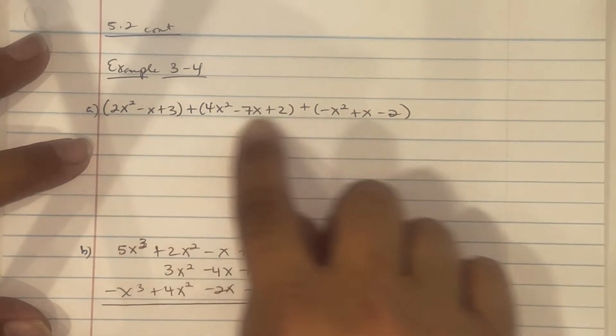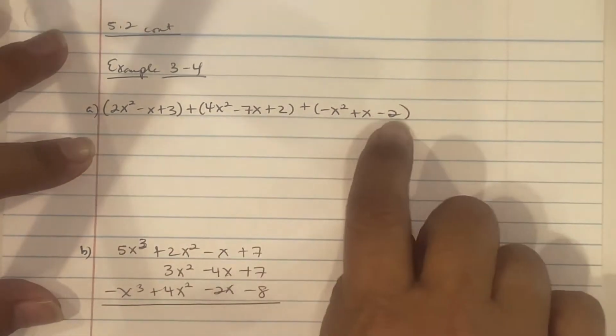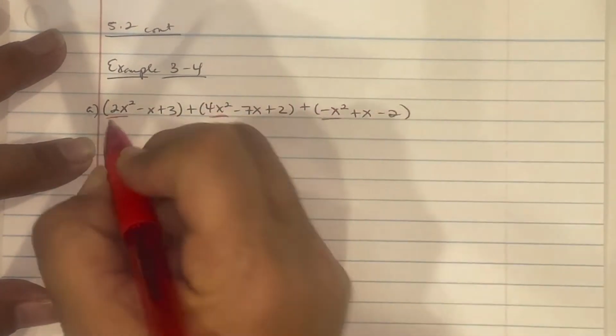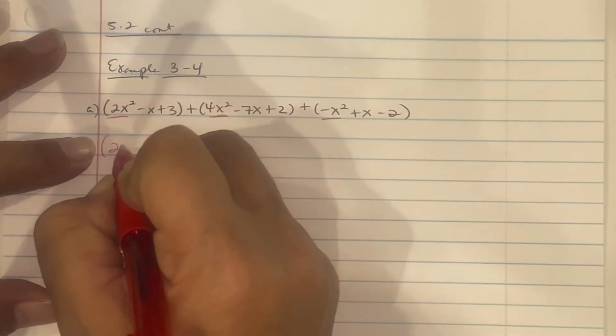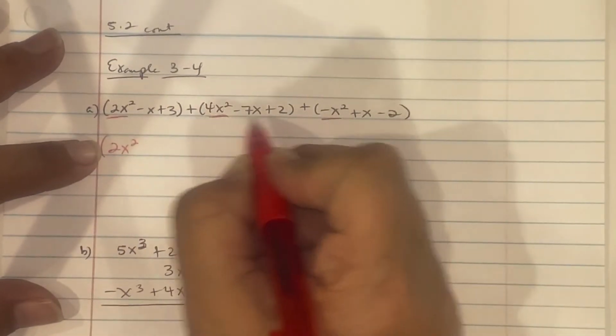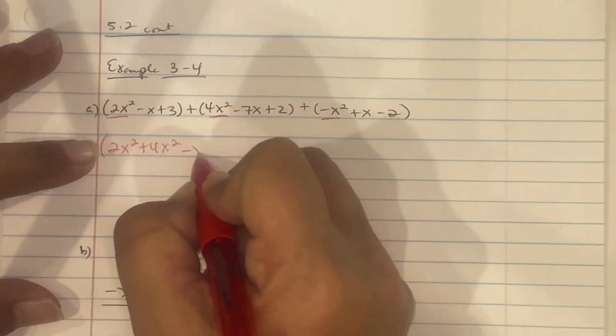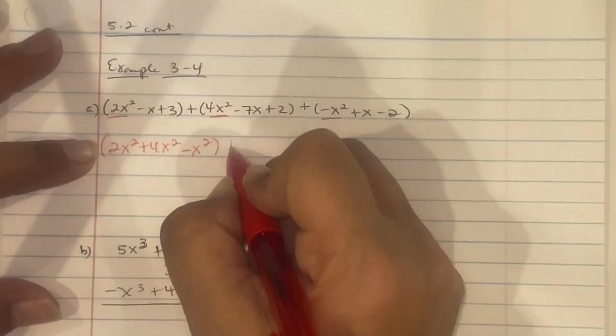The fastest way to do horizontals is group your powers. So I'm underlining all my powers of 2. I'm going to write a parentheses. I'm going to write 2x squared. Then we have a positive 4x squared. And then we have a negative x squared. I'm going to put a plus sign between it.